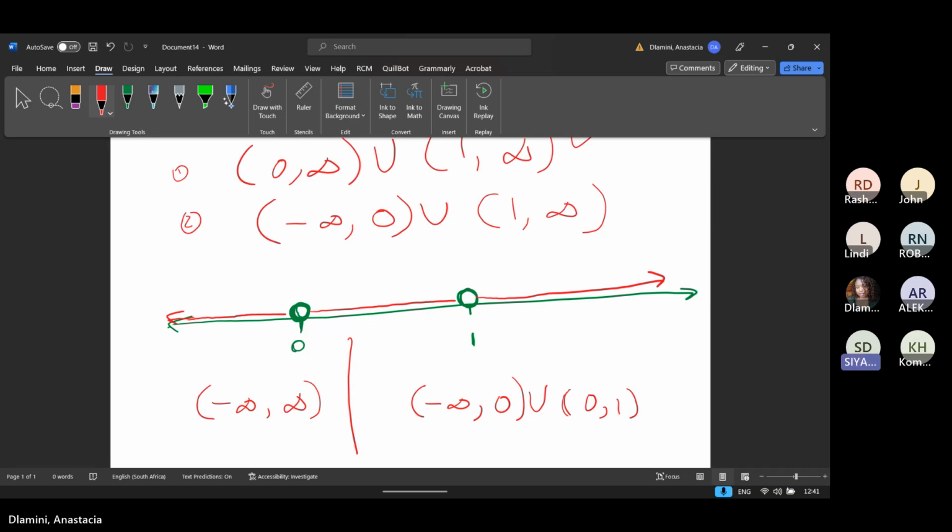Can you add union again? Yes, and then put 1 to positive infinity and close bracket. 1 and positive infinity. Okay. Oh, sorry, positive infinity and a close bracket. You all understand how we got there, guys?